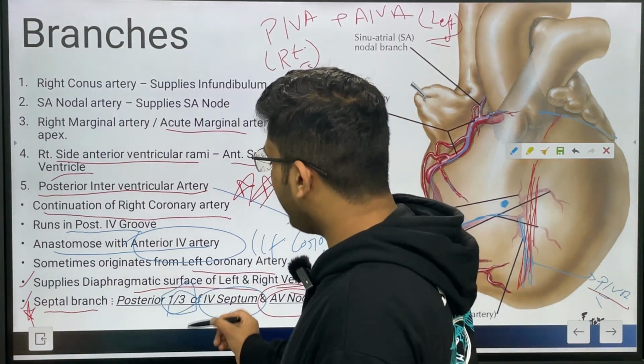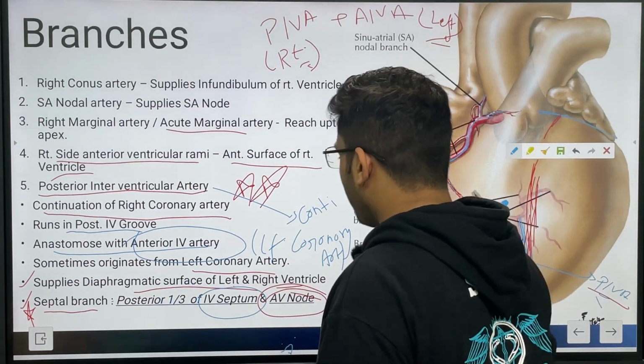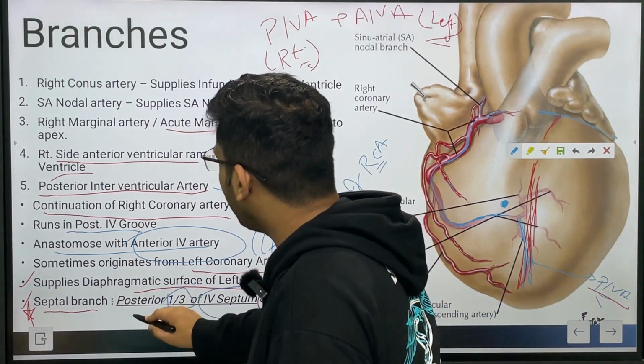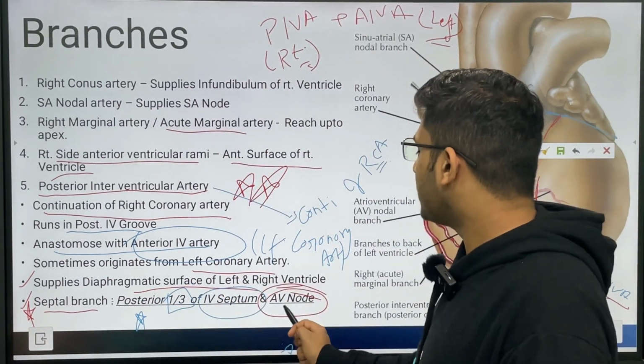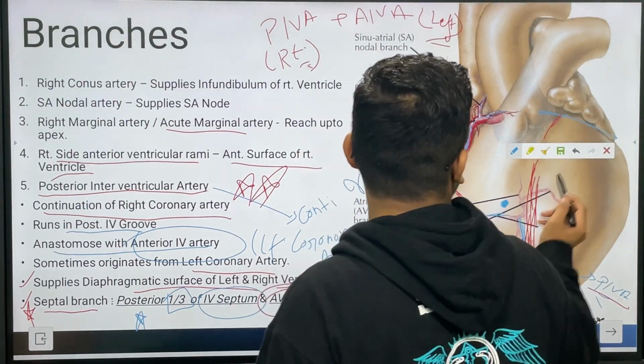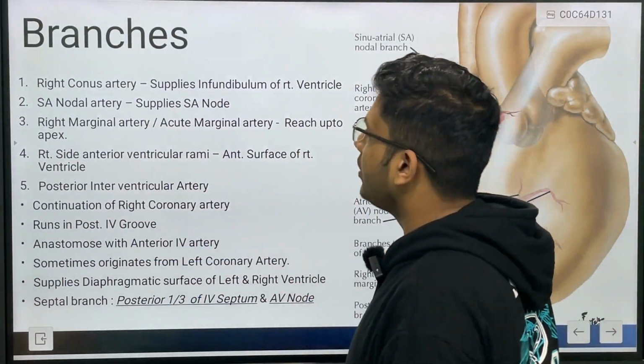This number is very important for the numericals. Posterior 1/3 of the interventricular septum and the AV node. So these are the branches of the right coronary artery.